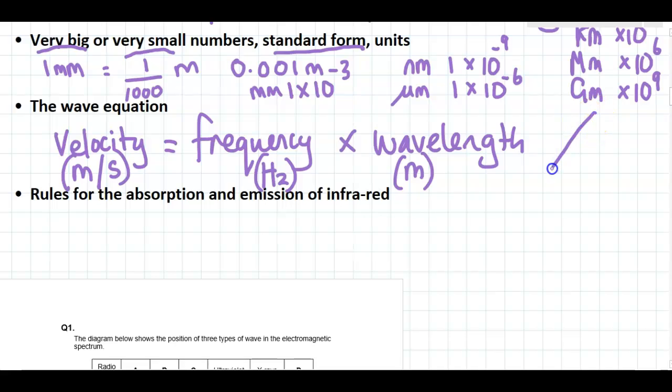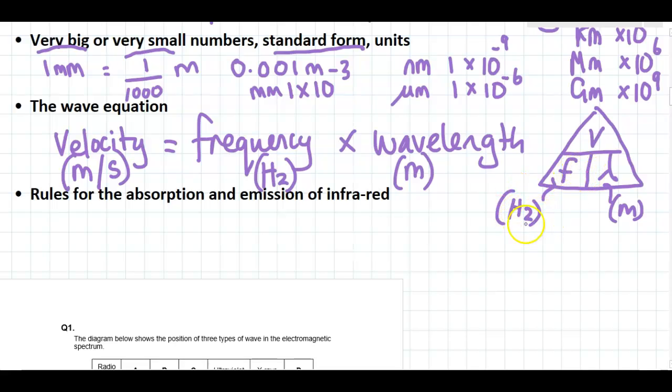Okay, and we put that equation into a triangle. Velocity is frequency times by wavelength, and we use that funny Greek letter lambda to represent the wavelength. Here's the wavelength, Greek letter lambda. This is how many meters long my wave is. This is how many times my wave oscillates per second, its hertz, and this would be its speed in meters per second. In the electromagnetic spectrum, the velocity is constant at the speed of light, 300 million meters per second.